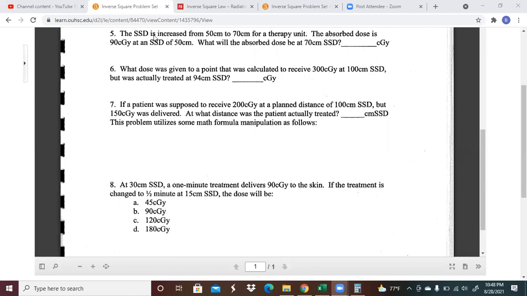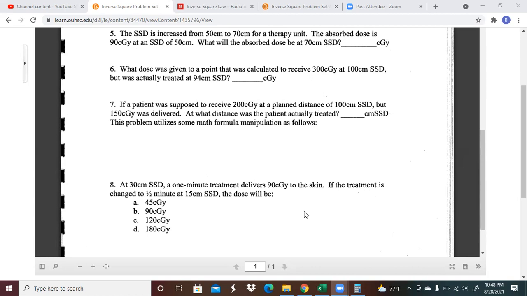The SSD is increased from 50 to 70 for a therapy unit. The absorbed dose is 90 centigray at an SSD of 50. What will the absorbed dose be at 70? So we're going from 50 to 70, so we should end up with a smaller dose than what we've got here. The question is how much.